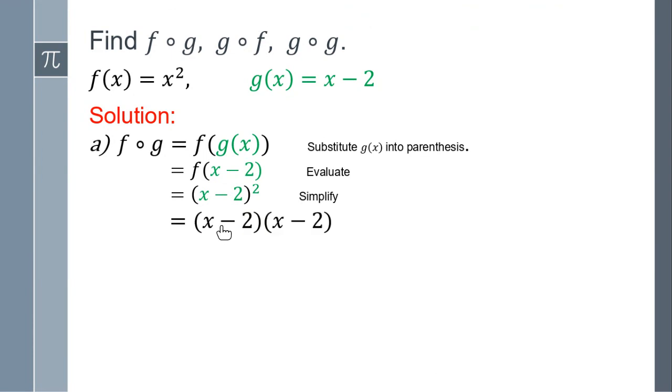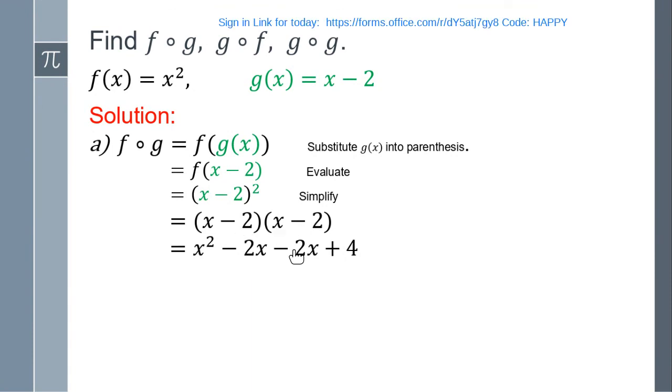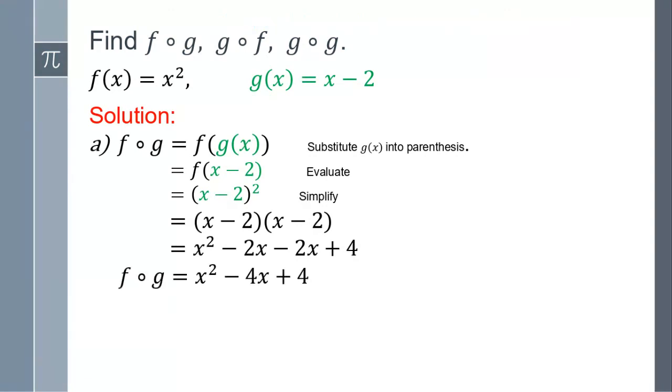Okay, so we're going to end up with x times x, which is x squared. And then x times negative 2 is negative 2x. Negative 2 times x is negative 2x. Negative 2 times negative 2 is a positive 4. And then we simplify, combine our like terms. So we get x squared minus 4x plus 4.